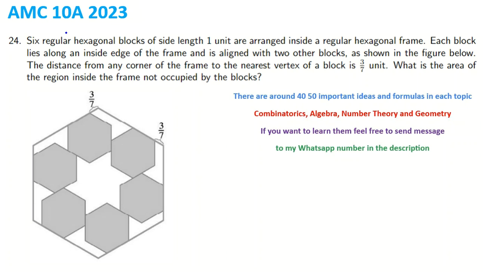AMC 10A 2023, problem 24. Six regular hexagonal blocks of side length 1 unit are arranged inside a regular hexagonal frame.